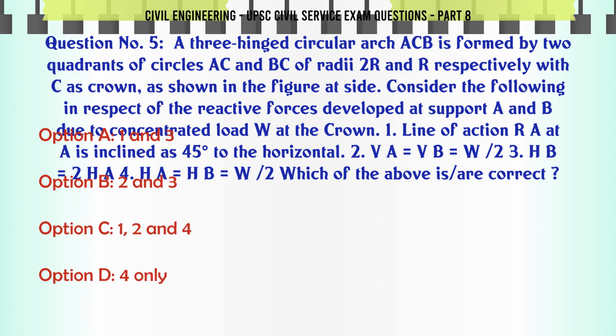A three-hinged circular arch ACB is formed by two quadrants of circles AC and BC of radii 2r and r respectively, with C as crown as shown in the figure at side. Consider the following in respect of the reactive forces developed at support A and B due to concentrated load W at the crown.